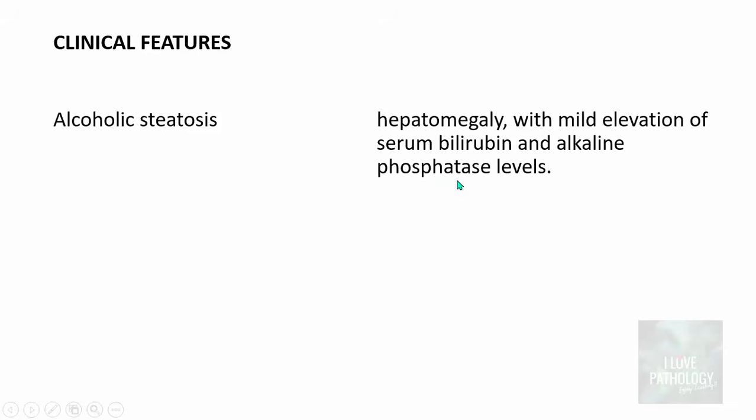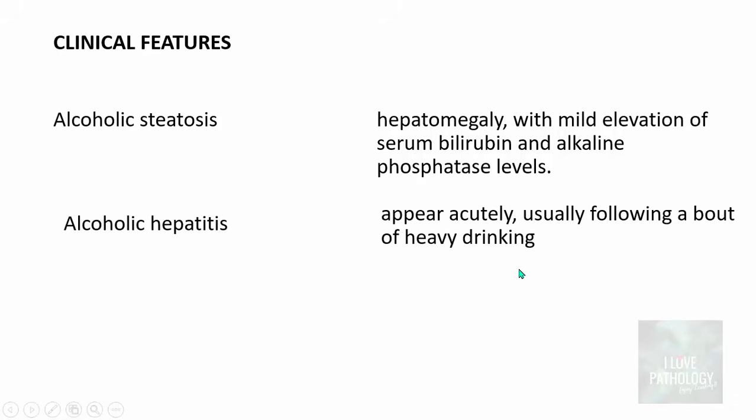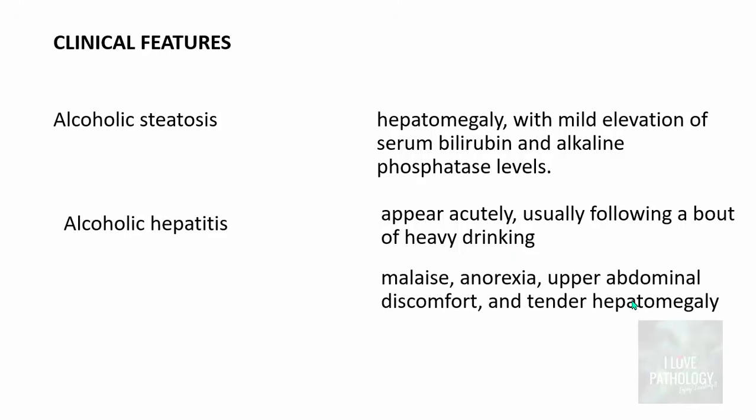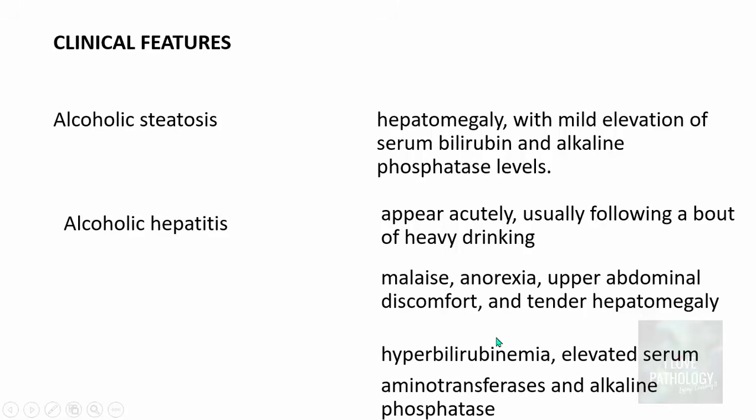Now, what are the clinical features of alcoholic liver disease? Let us go stage by stage. Alcoholic steatosis, most often hepatomegaly with very mild elevation of serum bilirubin and alkaline phosphatase levels. Now, coming to alcoholic hepatitis, this form of liver disease usually appears acutely following a bout of heavy drinking, where the patient presents with malaise, anorexia, upper abdominal discomfort, and tender hepatomegaly. Of course, there will be increased bilirubin, elevated serum aminotransferases, and alkaline phosphatase levels.